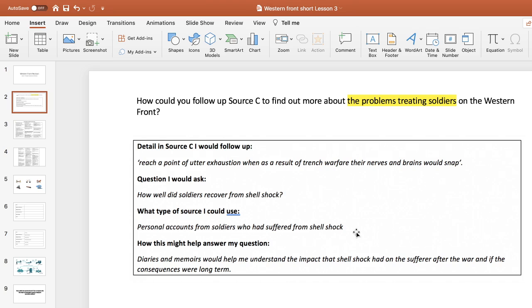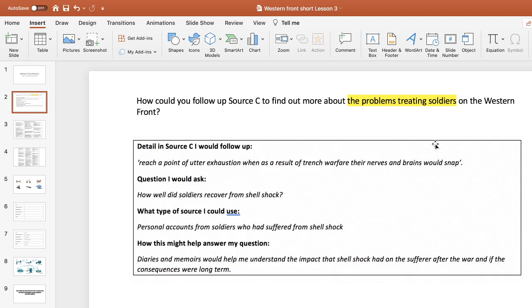Yes, that makes sense. And it's going to help you with your next question, because after you talk about the specific type of source you're going to use, so a personal account from a soldier who suffered shell shock, you then are going to be able to easily explain your rationale for it. Diaries and memoirs would help me understand the impact that shell shock had on the sufferer after the war and if the consequences were long term, thus answering your questions about the problems treating soldiers.